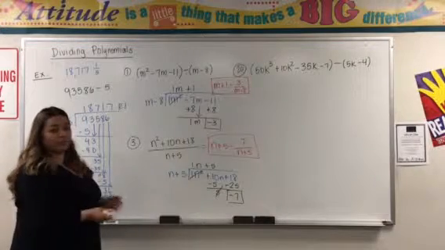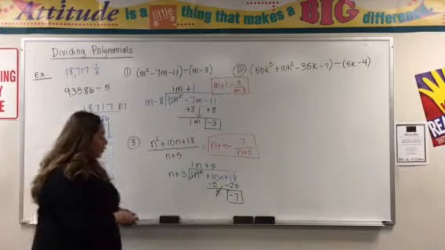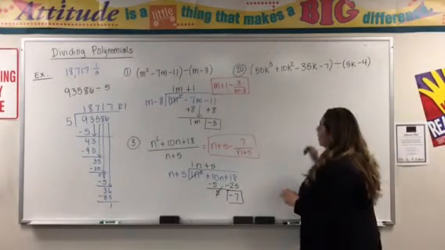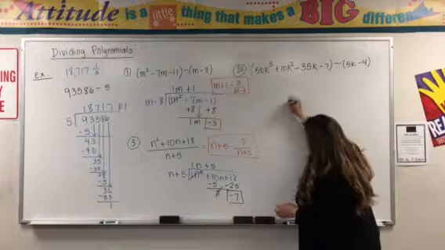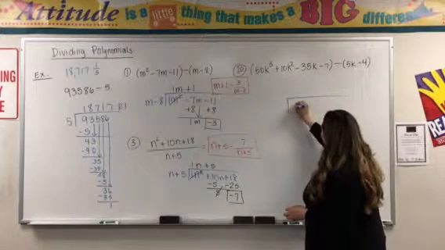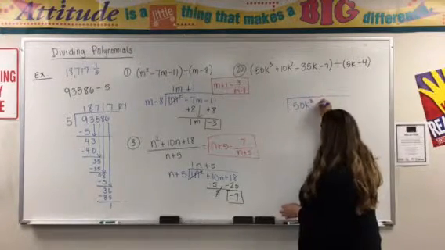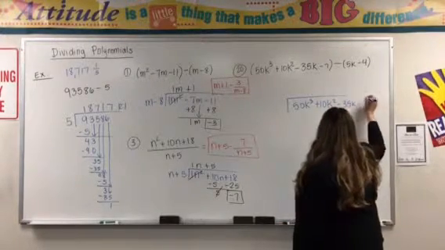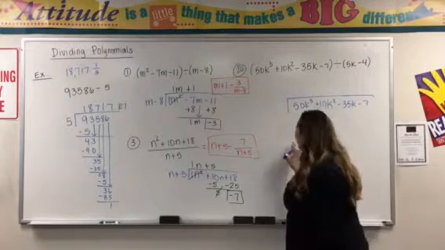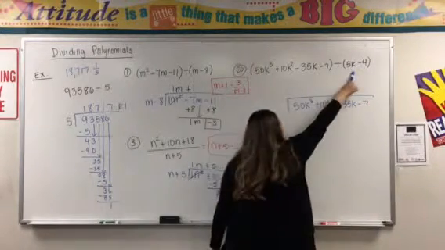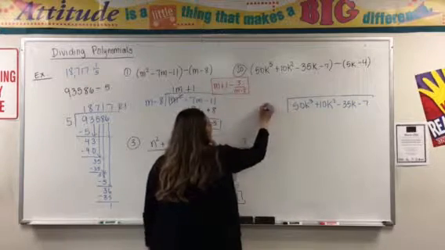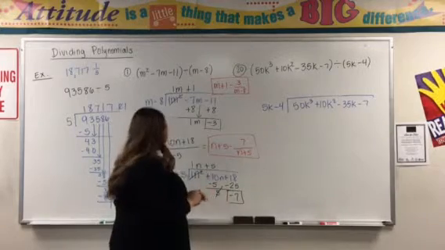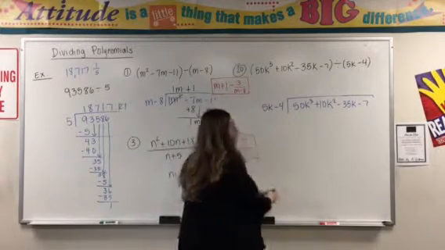Now for number 20. Number 20 is a longer one. So what we're going to do, again, whatever we're starting with, we're going to put it inside of the division, the little box. So 5k cubed plus 10k squared minus 35k minus 7. On the outside, we're going to have whatever's after the division, so it'll be 5k minus 4.